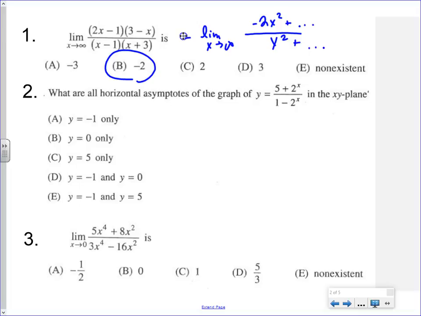You guys, start looking at number 2. I'm coming to you. Oh, hold on. Start looking at number 2. What are the horizontal asymptotes? P.S. On the AP exam, you want to take about 1.2 minutes per question.